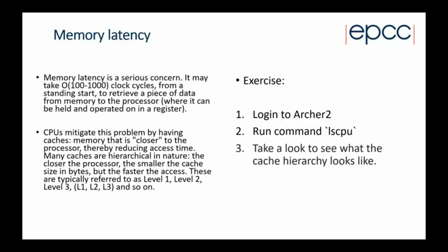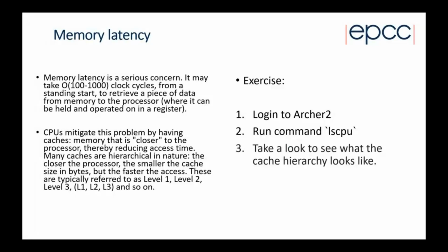CPUs mitigate this by having caches, memory that is closer to the processor and thereby reduces the access time. They have many cache layers to minimize latency for data access, okay? So they can pipeline this into different layers of caches based on frequency of access. This allows them to minimize latency, and that can help to improve performance for the CPU. So I hope everyone gets a bit of a handle on this concept.